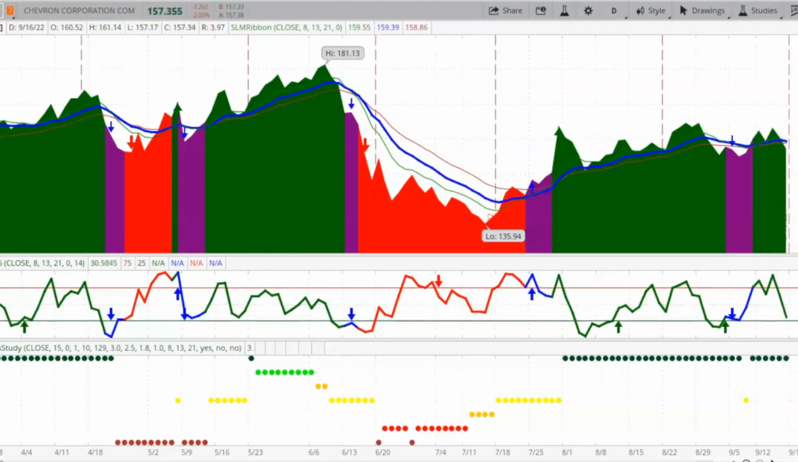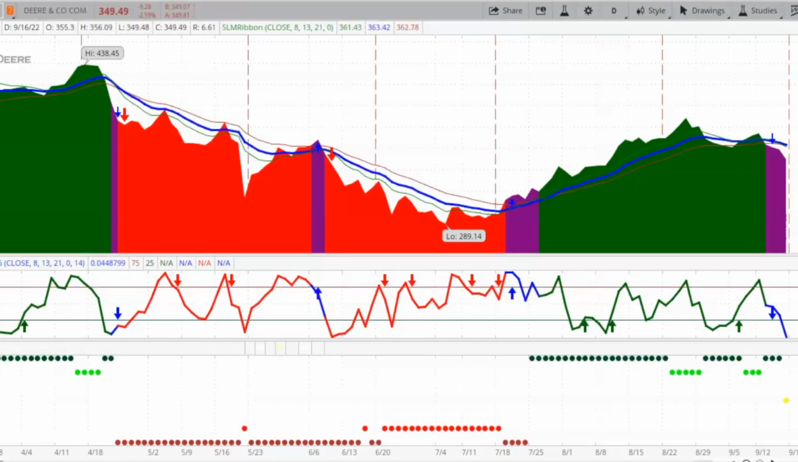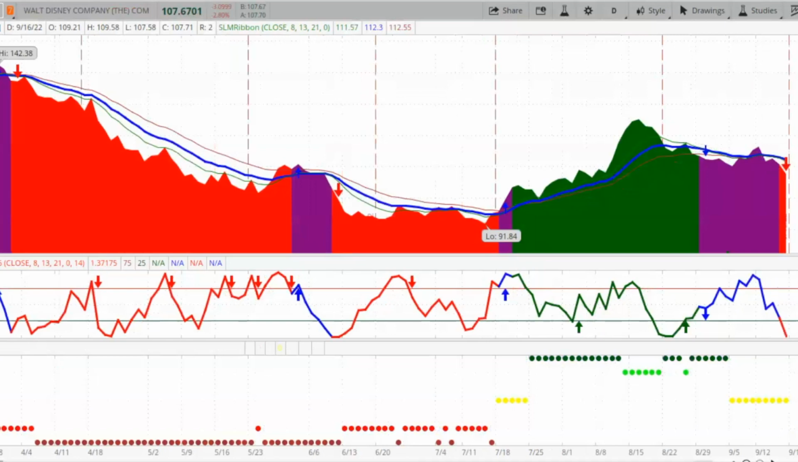So here you could see a good example of why this is so important, to really be able to create a portfolio that has positive and negative stocks in there. Here is Deere, it was doing really well. It's now neutral, and definitely a stock that has been stronger.